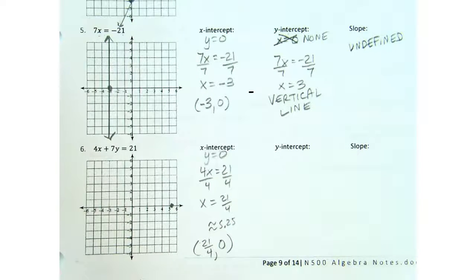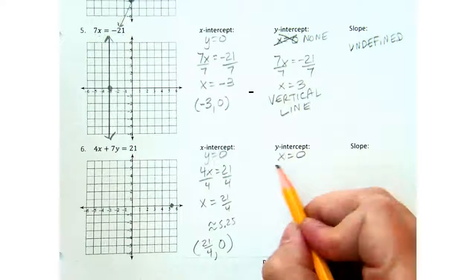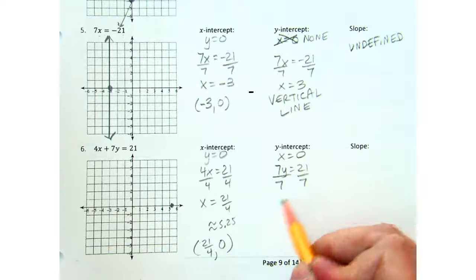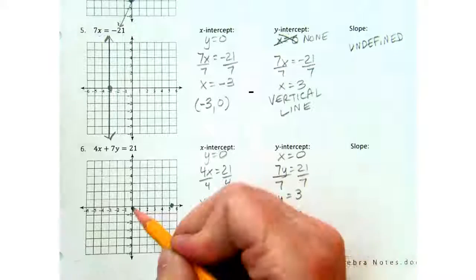Now solve for the y-intercept. Set x equal to 0. This gives us 7y equals 21. Divide by 7 on both sides, y equals 3. The y-intercept is (0, 3).